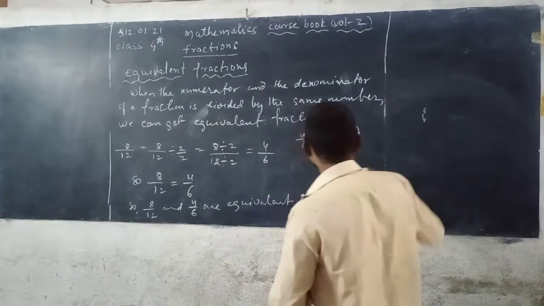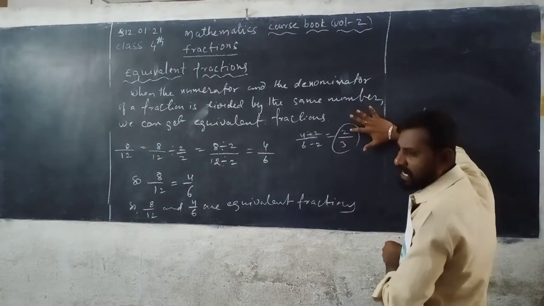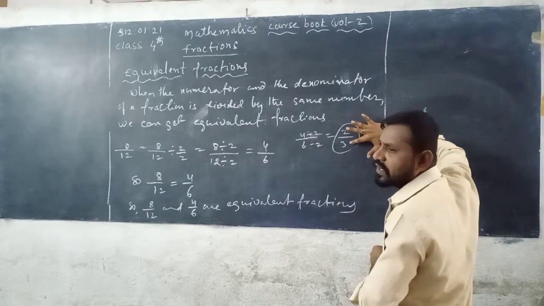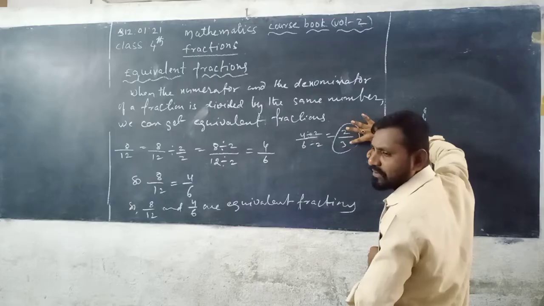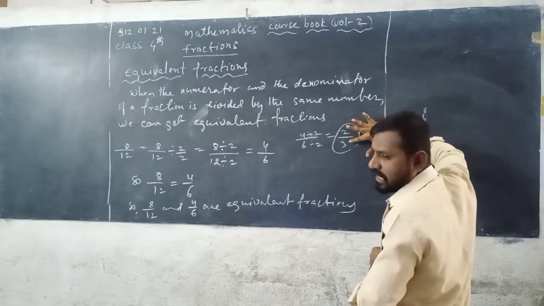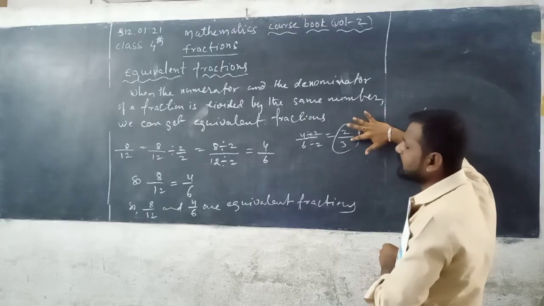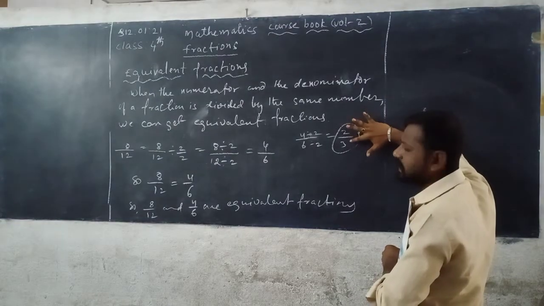So here there is no common factor for 2 and 3. Only 1 is the common factor. Then you can write 2 by 3 is the least one. Then you can stop. Now here 8 by 12, 4 by 6 and 2 by 3 are equivalent fractions.